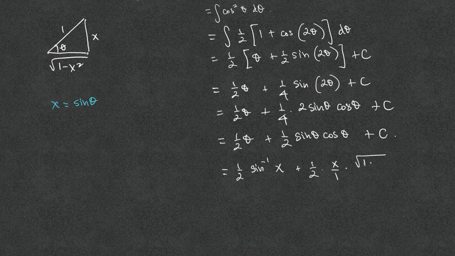Make sure the final answer to this integral is in terms of x. Simplifying this, we obtain 1/2 sine inverse of x plus 1/2 x times the square root of 1 minus x squared, plus c.